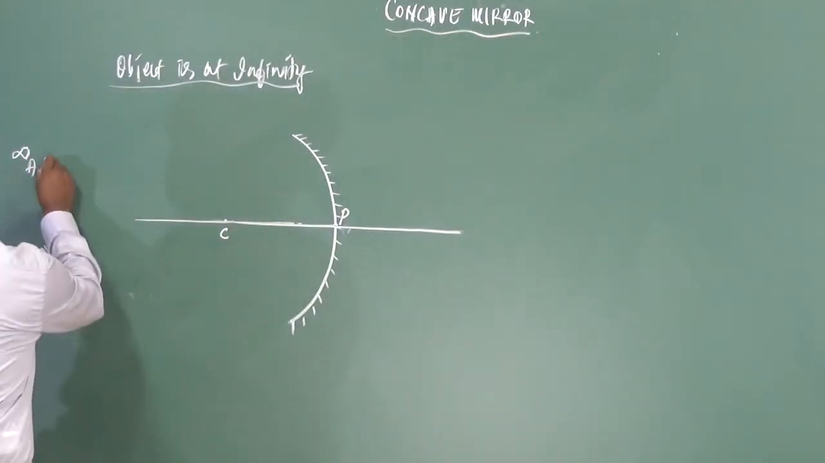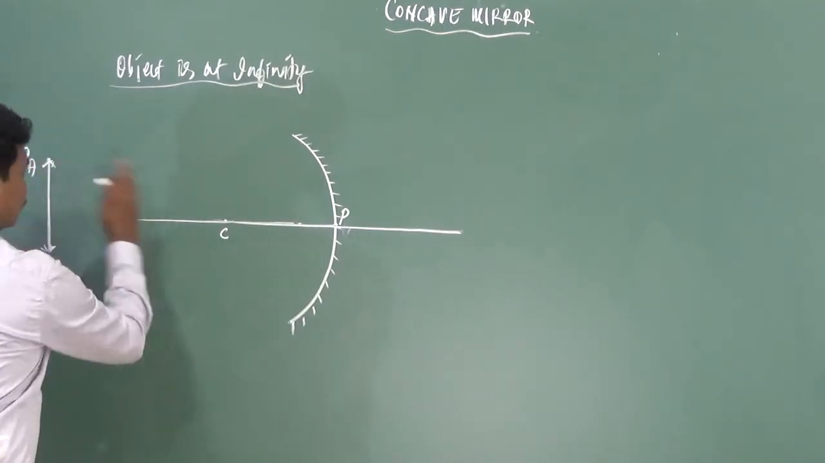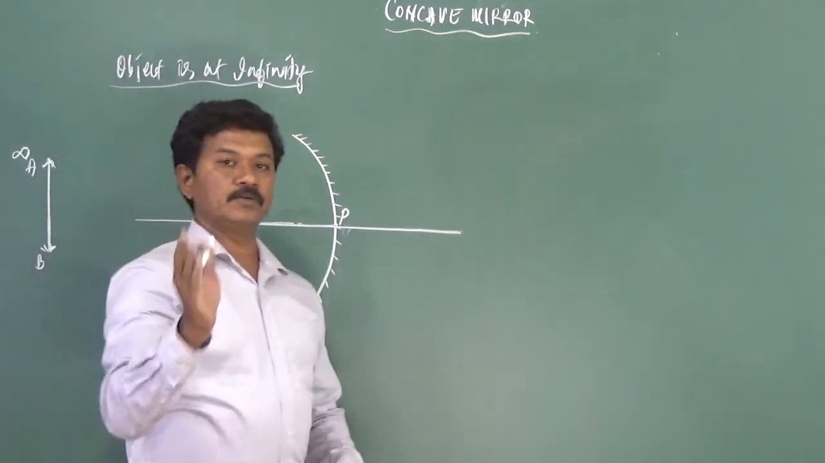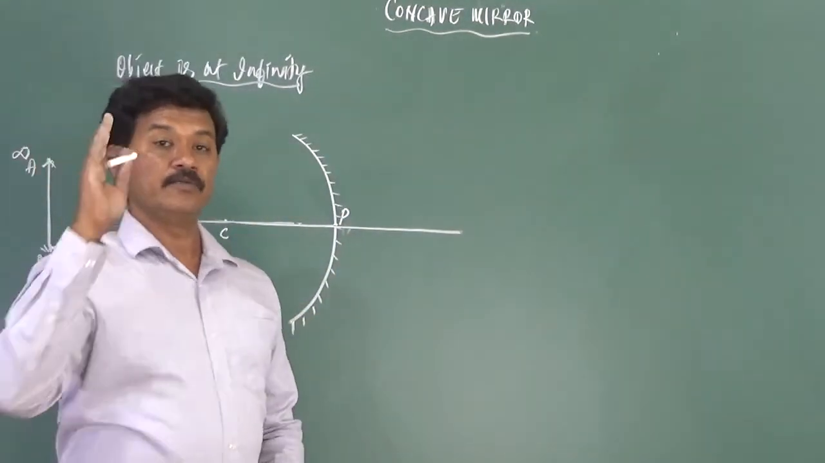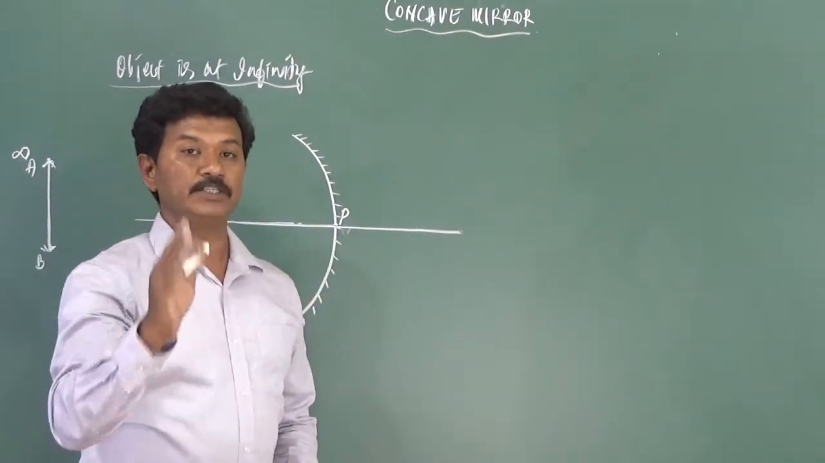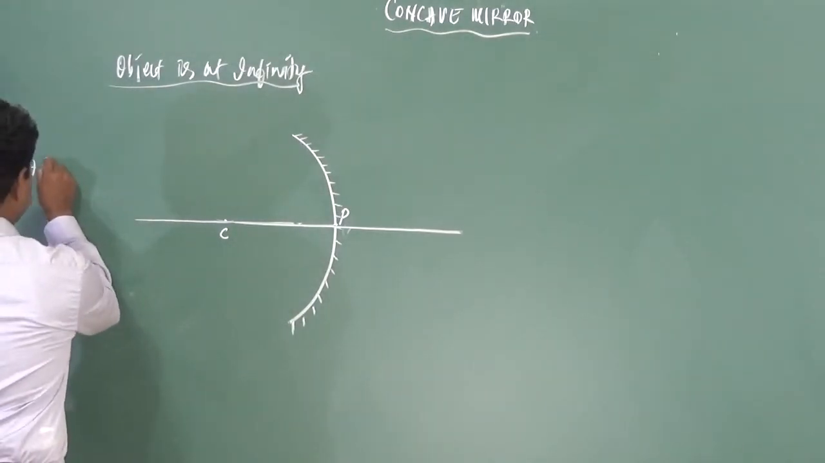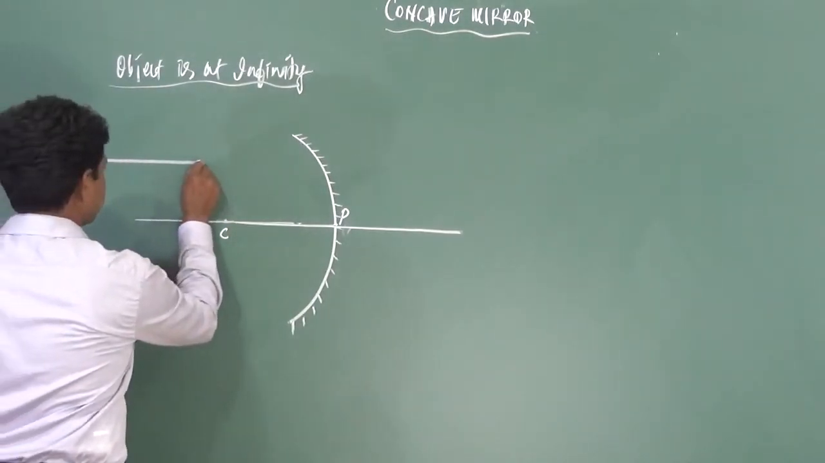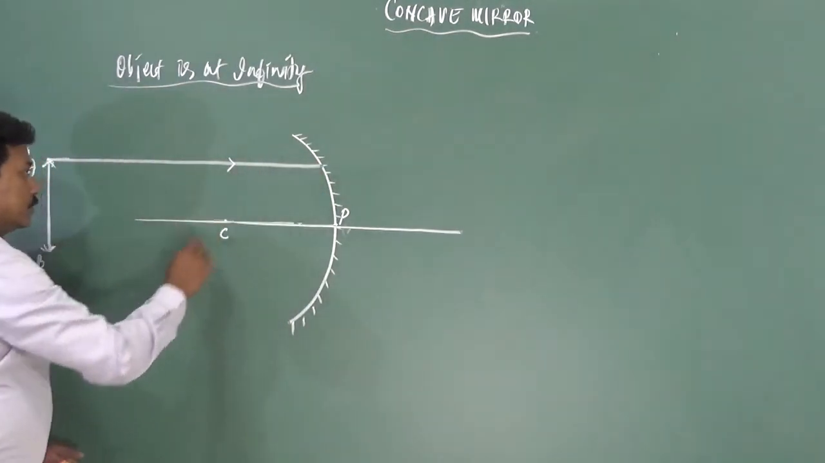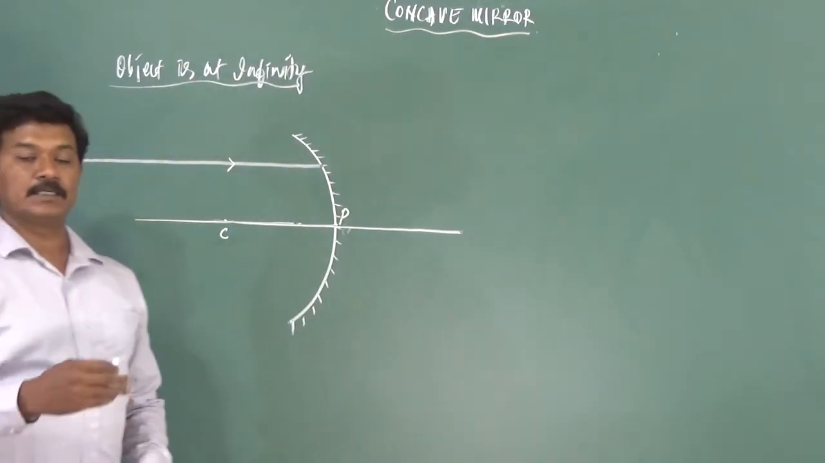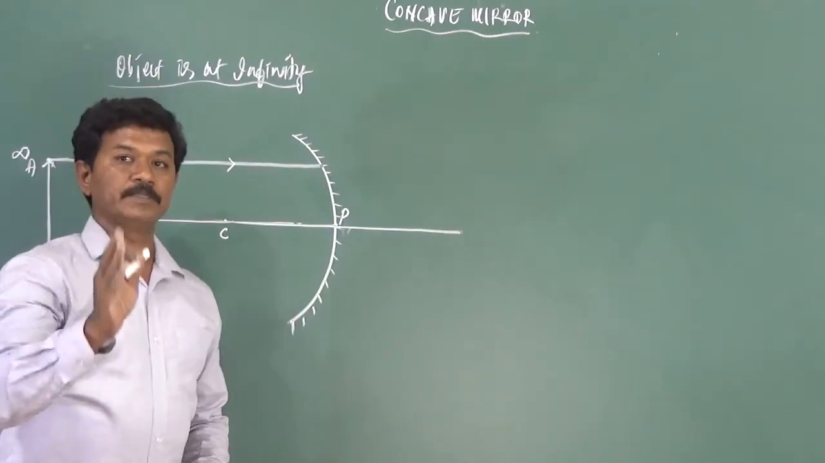One light ray we will take from point A. Let us imagine these light rays are coming from infinity and they are exactly parallel to the principal axis. The light rays which are coming from a larger distance will be parallel to each other. So this light ray is coming from point A and it is traveling towards the mirror exactly parallel to the principal axis. According to rule 1, when a light ray travels parallel to the principal axis, after reflection it should pass through the principal focus.